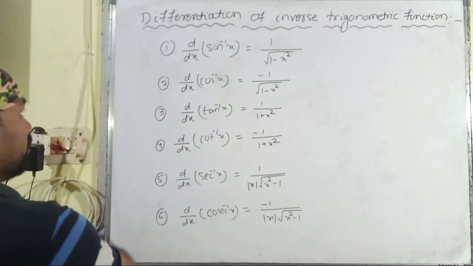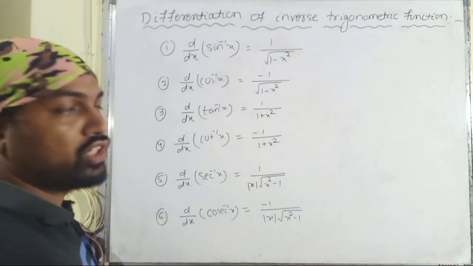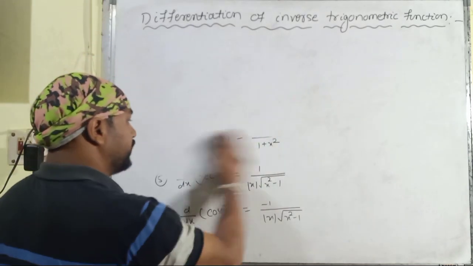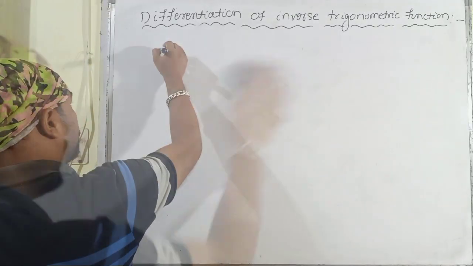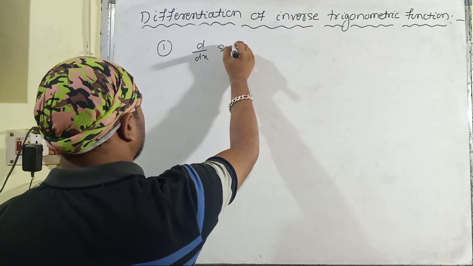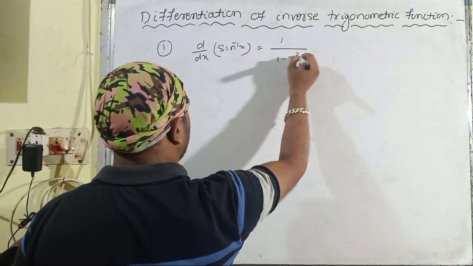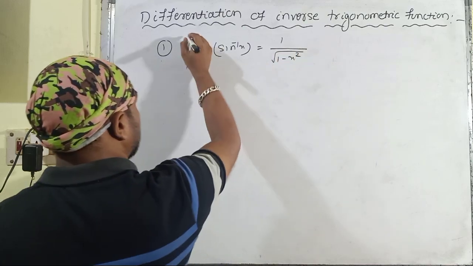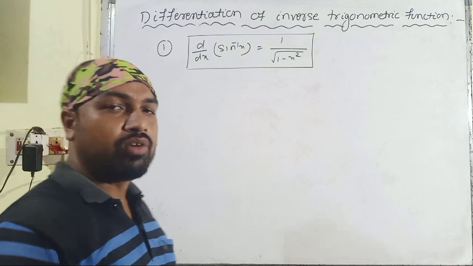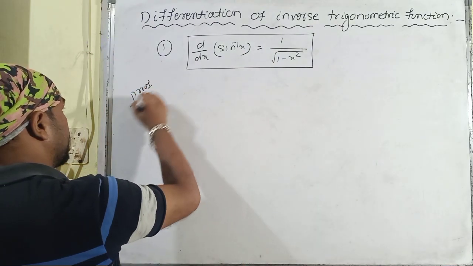Then let us discuss the proof of this differentiation of inverse trigonometric functions. So the first one is differentiation of sine inverse x. It is 1 upon square root of 1 minus x square. It is the first formula of the differentiation of inverse trigonometric functions. So let us go through the proof of it.